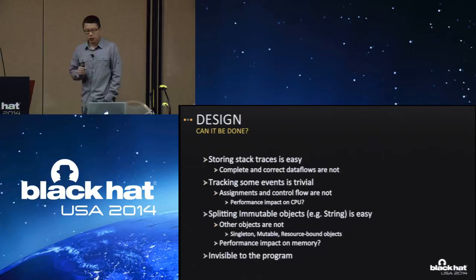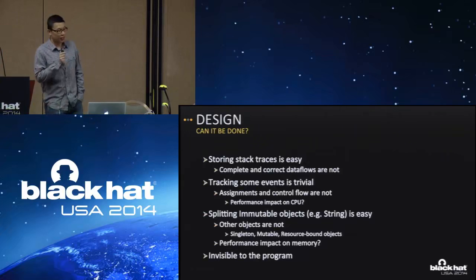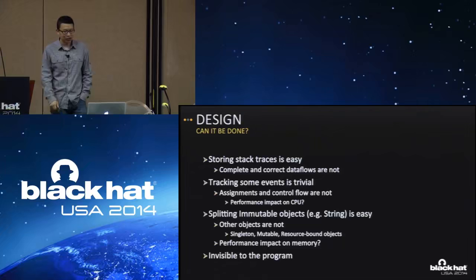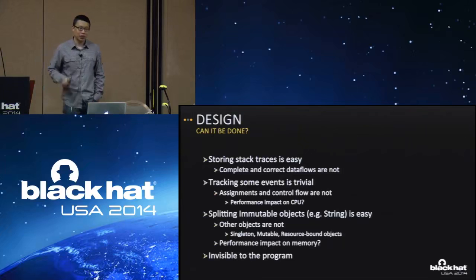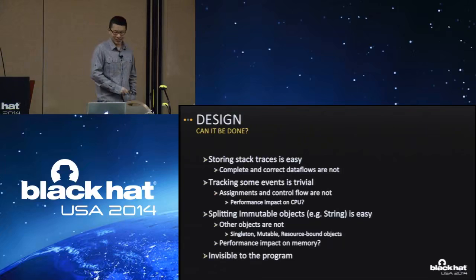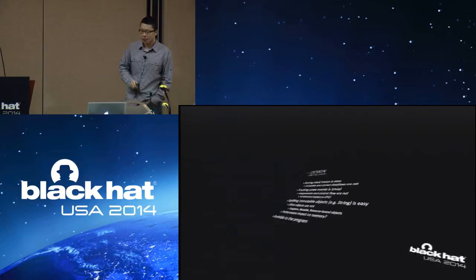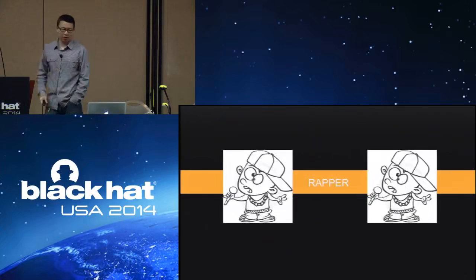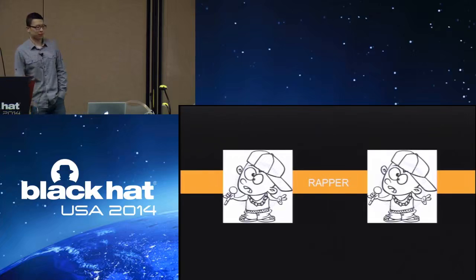We also want to be invisible to the program. We do so many things to the program, and we want to make sure that with all the things we do, the program is not aware and is still able to function correctly. So instead of going into all the design decisions we made, let me introduce one of them, which we call wrapper.